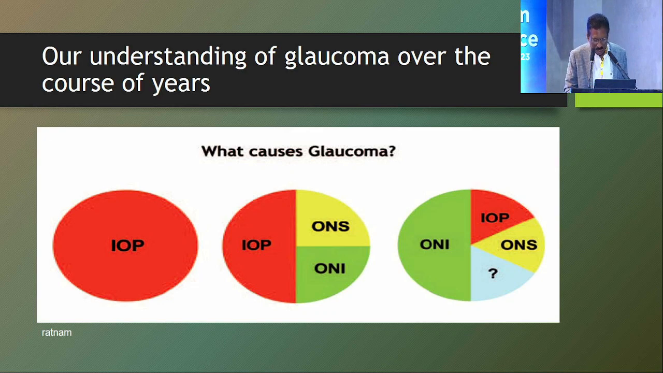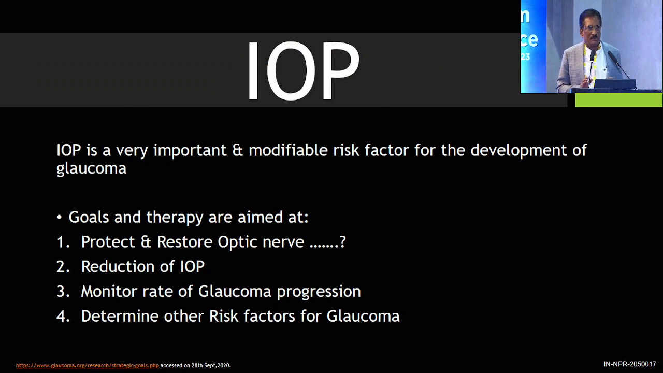This is the load. Even today, even in the Monday OPDs at Sarojini Devi Hospital, it is overcrowded, with the everlasting increase in glaucoma prevalence in society. Intraocular pressure is undoubtedly a modifiable risk factor. Still, we have certain other goals when approaching a patient. Protection, restoration is, I don't know, questionable. Reduction of intraocular pressure is the main aim, and monitoring the rate of glaucoma progression.